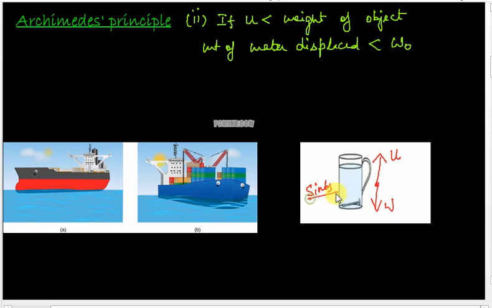Whereas a huge ship whose weight is big enough, but its upthrust is even greater than the weight of the ship, because its volume is large, and because of the large volume it receives a large upthrust, and so it is able to float on the surface. I hope Archimedes' principle and its application is clear to you.